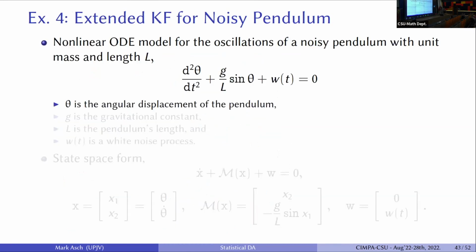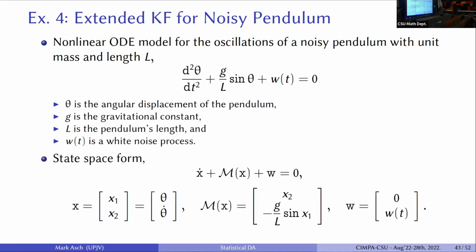And then just a very last one, very quickly, I'll show you how we do a truly nonlinear filter, which is the EKF, the extended Kalman filter. This is the one that's used for GPS and navigation. A common model that we know very well is oscillations of a noisy pendulum. There's a pendulum which is oscillating, but there's noise, w(t). This is d²θ/dt² plus g over L sin θ, which gives us oscillations of a pendulum. This is a noisy pendulum.